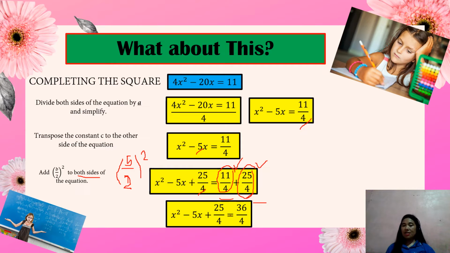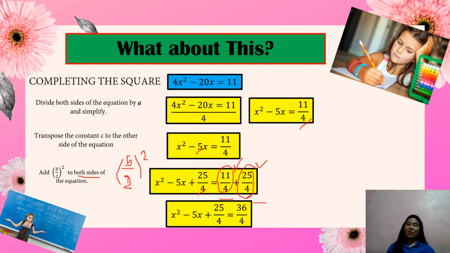Now, this 36 over 4 can be equal to 9. However, since we have a fraction here, just retain it as it is, alright? You'll know later why you should not divide 36 by 4, though you can do that, that's for sure. You can divide 36 by 4, which is equal to 9, right? But for this purpose, I will not be dividing them.